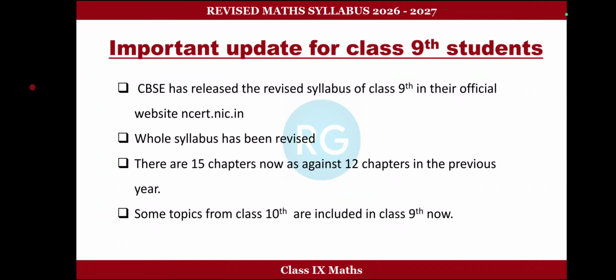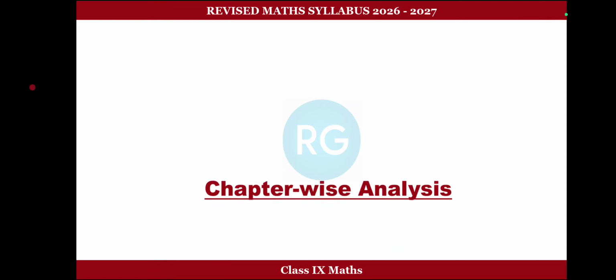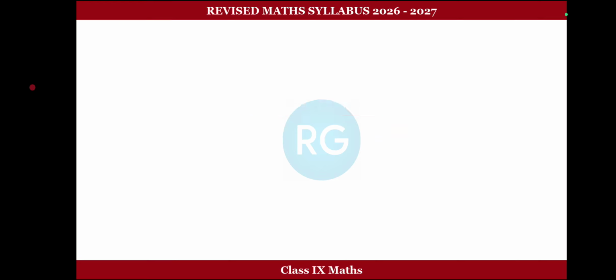Now the whole syllabus for maths has been revised. There are now 15 chapters, as earlier there were 12 chapters last academic year. And you can see that there are some chapters, or some topics I'll rather say, which were in class 10, which are now a part of class 9 syllabus. Even a small portion of class 11 syllabus is also there in class 9. So nothing to worry about. All the things which have been chosen are very well defined, well organized, and the students will enjoy this particular syllabus. So let's get started with the chapter wise analysis.